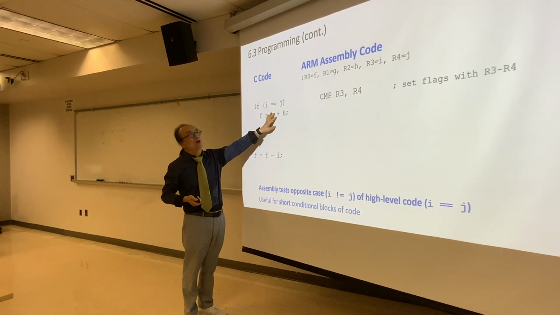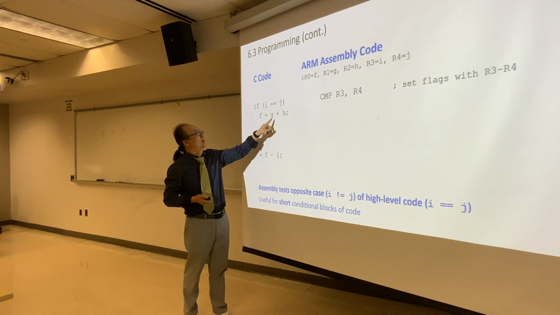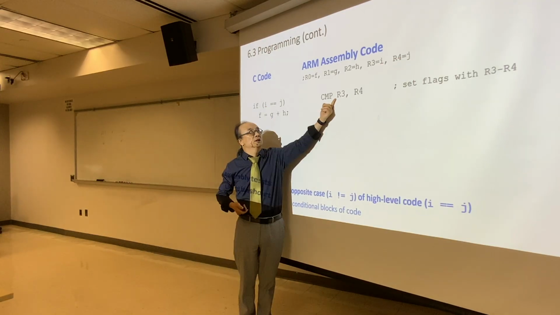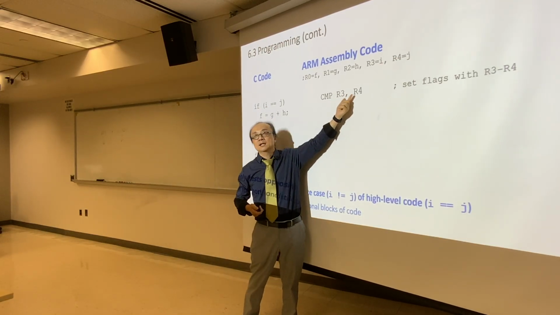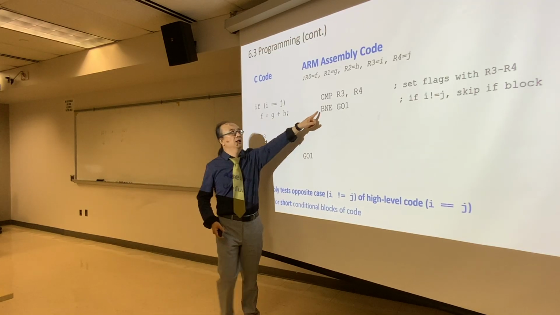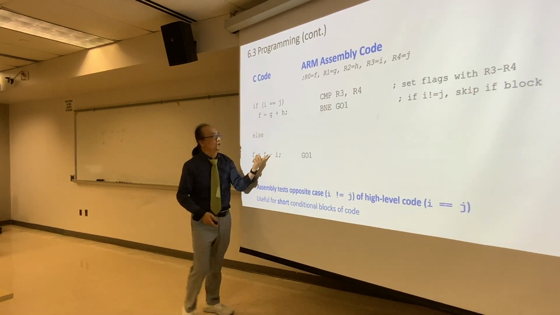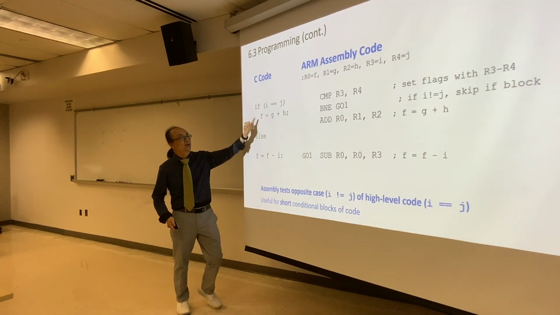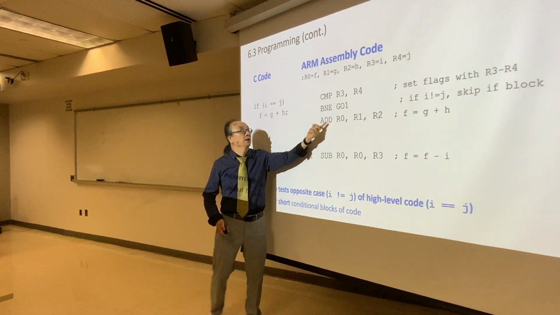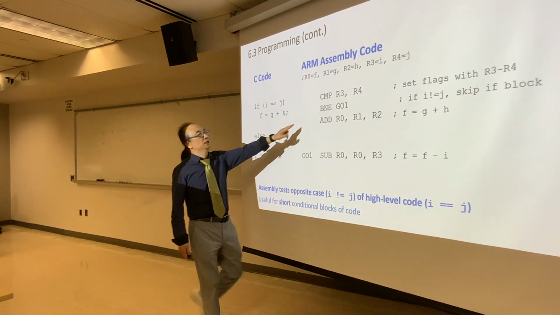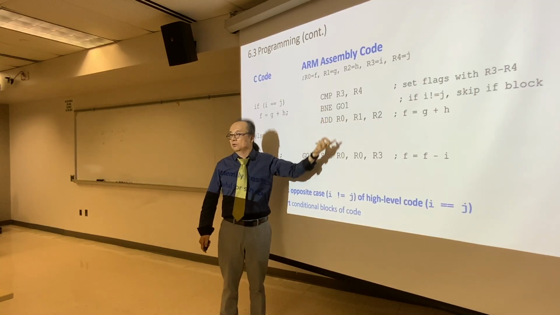So first thing we want to do is compare i and j, which is R3 and R4. Basically, we are subtracting R3 minus R4. If they are not equal, that means we need to go and subtract. If they are equal, we're going to add. And we can also use BEQ, then it's going to be a different sequence.